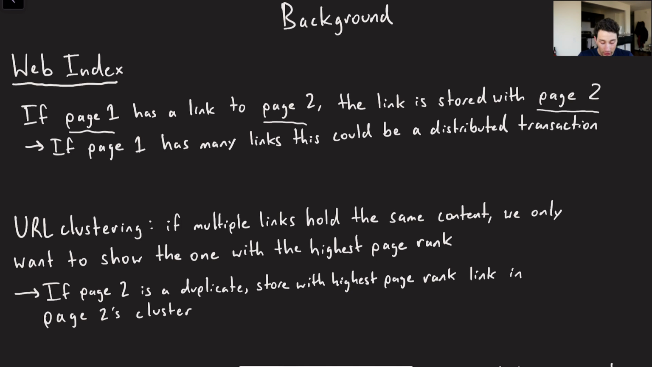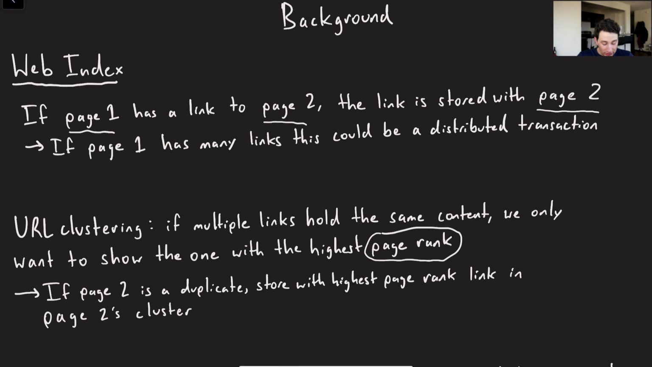Number 2 is URL clustering. This is another concept that I want to cover. So if multiple links are going to actually hold the same content, we only want to show the one with the highest PageRank. So PageRank is an algorithm that Google has where it basically comes up with a score for each page based on how many links are referring to it, right?